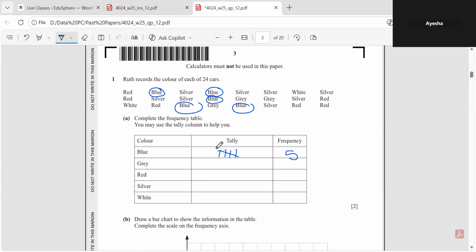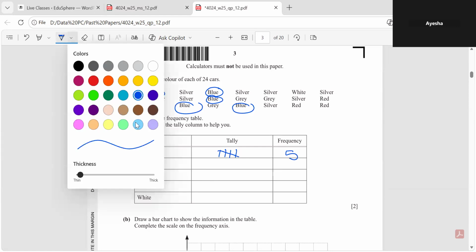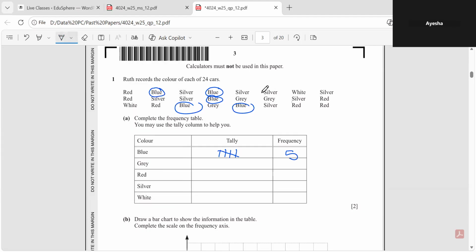Now what's gray? Let's count gray. I'm changing the color also so we do not forget about it. Gray and silver are different, so we have to count gray first. So this is gray 1 and gray 2. Let's count it from the first line, the second line, and this is all gray. So 1, 2, 3, and the frequency is 3.